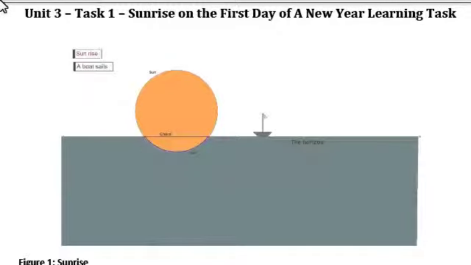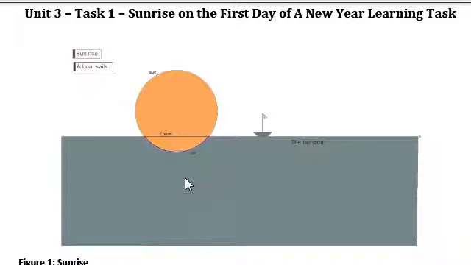Welcome to Unit 3, Task 1 of Math 2. In this task, you'll begin your experience with circles, and you'll start with the sun, as shown in orange, that's falling below or beneath the horizon. I was going to say falling into the ocean.